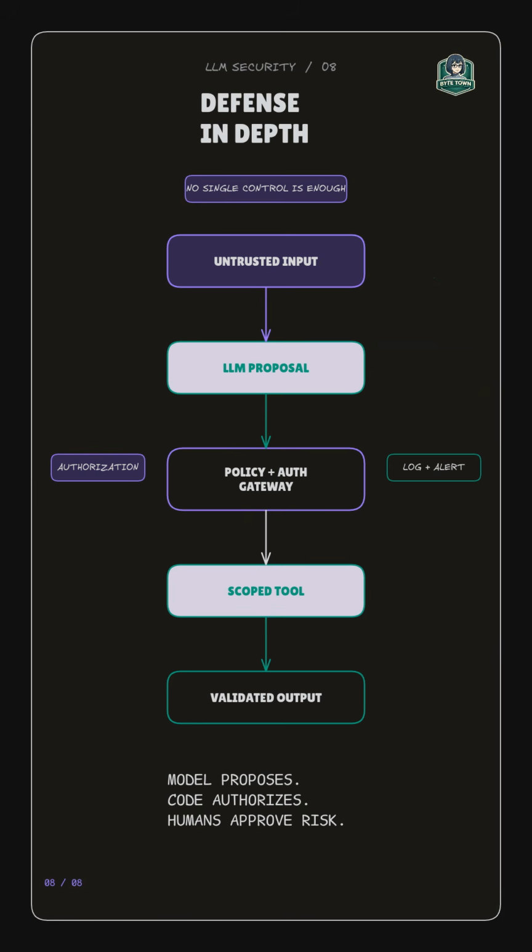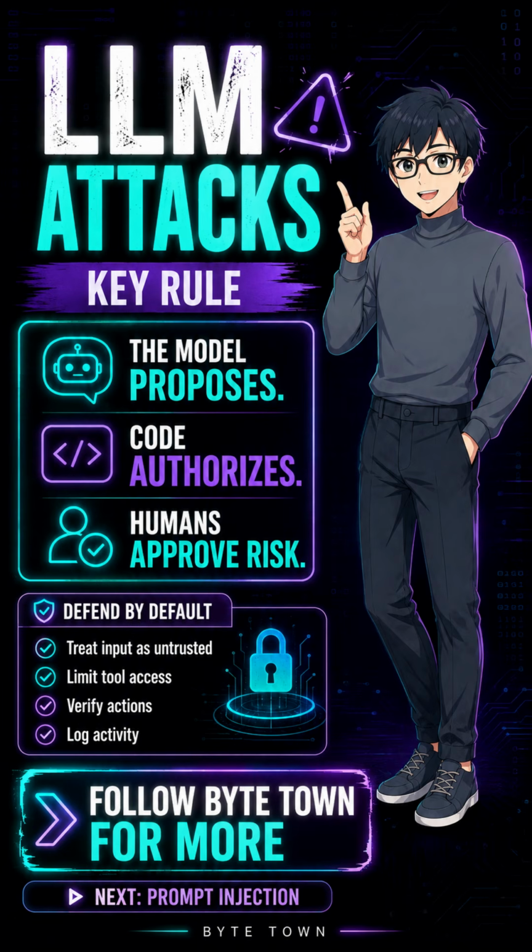And finally, never depend on just one defense. Treat external content as untrusted. Keep tools narrowly scoped. Validate actions. Log important activity. And require approval for risky operations. If there's one thing to remember: the model proposes, code authorizes, humans approve risk. And in the next video, we'll look at prompt injection with a real example.